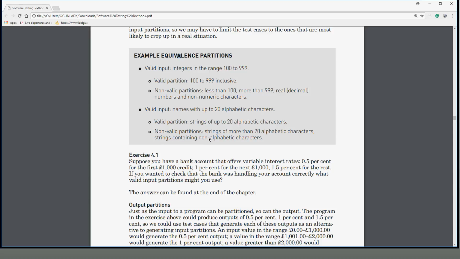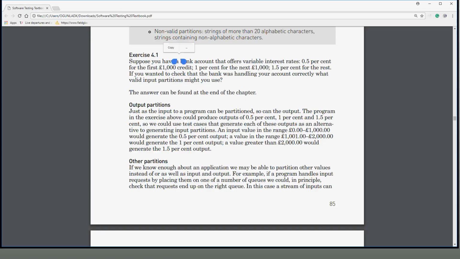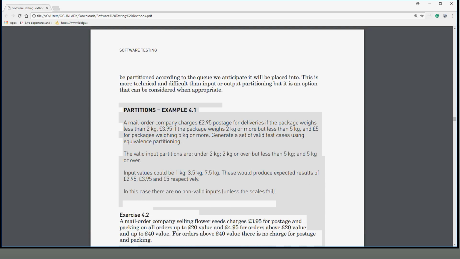Or a string containing non-alphabet characters, like alphanumeric, because it should only accept 20 alphabetic characters. So what about numbers? 20 numbers or something like that. That should fall into the non-valid partition. So you can see that the same way for your output is also the same notion. So you can partition your test cases into two.